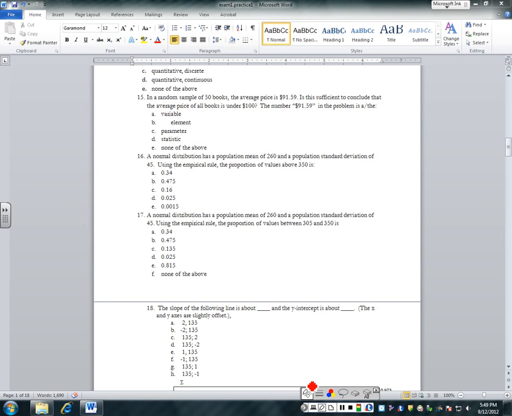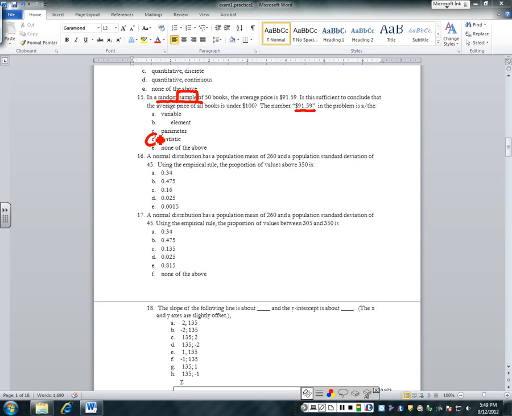So number 15, we've got a random sample of 50 books. The average is 91.59. Is this sufficient evidence to conclude the average, or population mean I could have said, because that is from the population, it is under $100. So we want to know what the number 91.59 is. Well, that came from this random sample. And so if you compute something from a sample, you have a statistic.